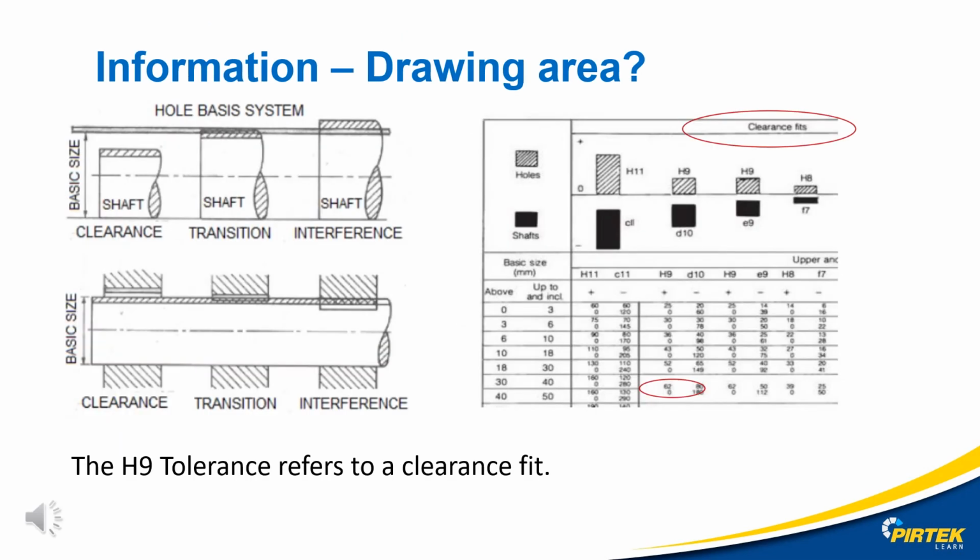In our example, the H9 tolerance refers to a clearance fit on our limits and fits chart. If you're not sure what type of fit to specify on your drawing, again, reference it in your Machinery's Handbook.